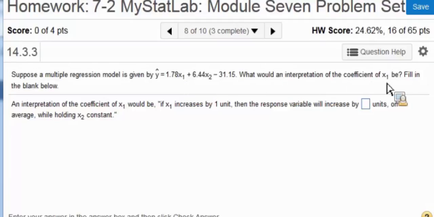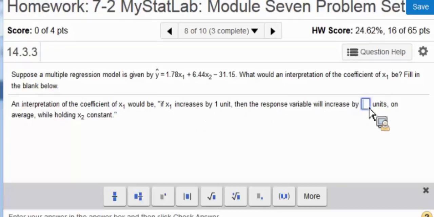What would the interpretation of x1 be? Well, x1 is exactly like a slope, but it's a slope when you change x1. So 1.78, the first slope, is only for changes in x1. So the coefficient is if x1 increases by 1, the response variable will increase by the slope. Right? That's exactly what the slope does. If we kind of ignore the rest of it, x1 goes up by 1, y goes up by the slope. So the response variable will increase by 1.78 on average.